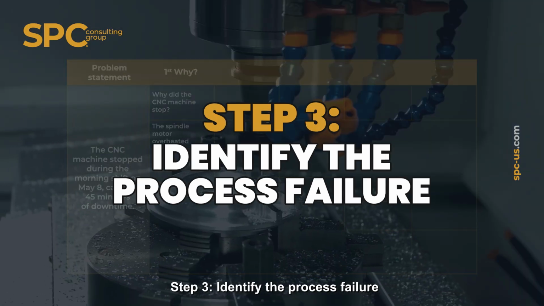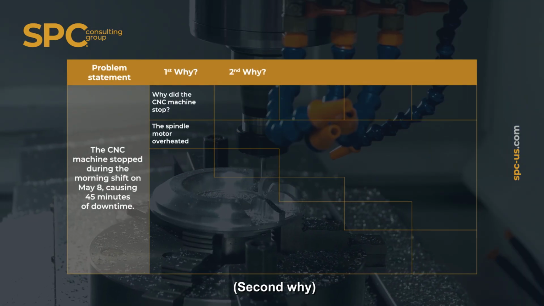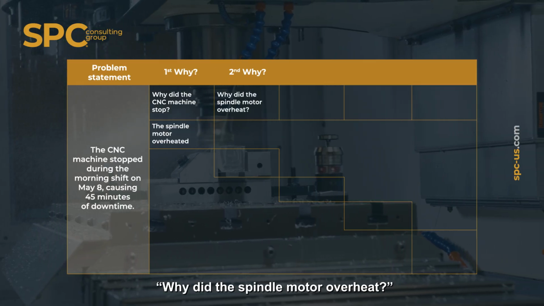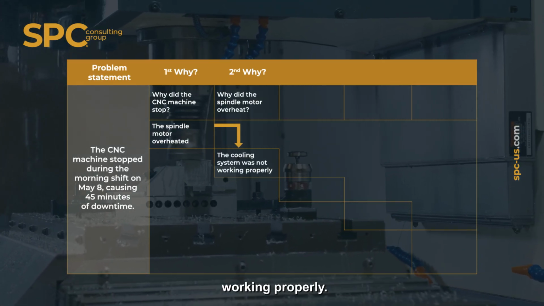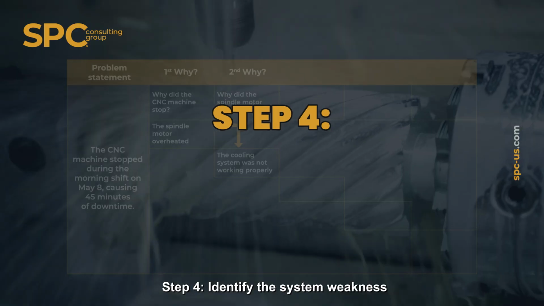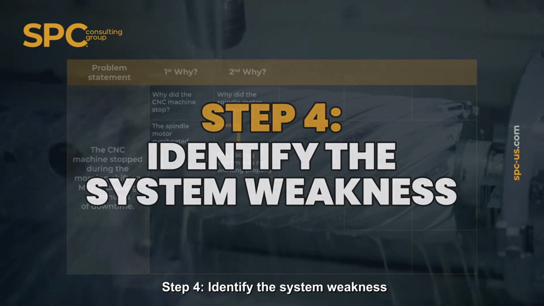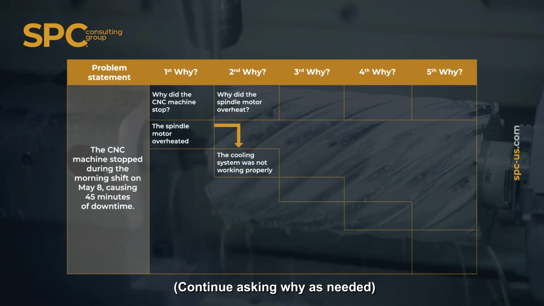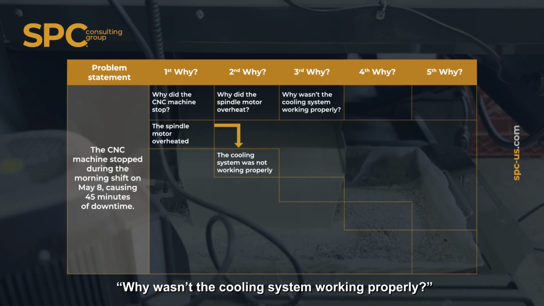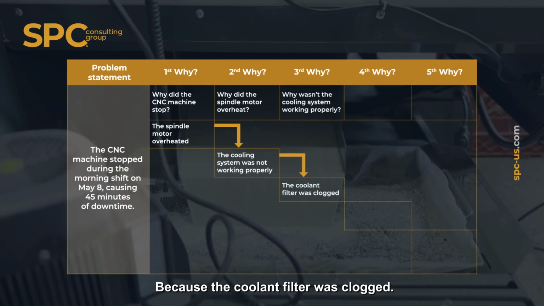Step 3. Identify the process failure. Second why. Why did the spindle motor overheat? Because the cooling system was not working properly. Step 4. Identify the system weakness. Continue asking why as needed. Why wasn't the cooling system working properly? Because the coolant filter was clogged.